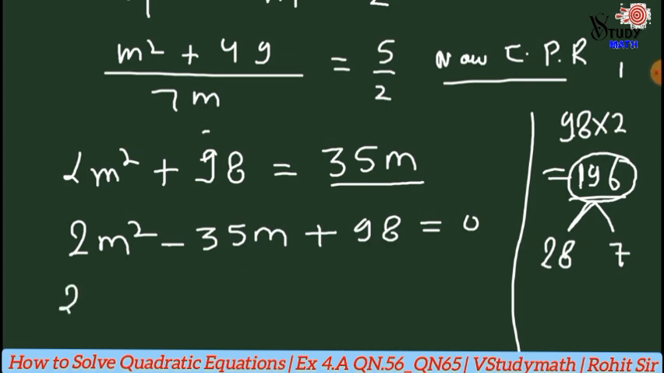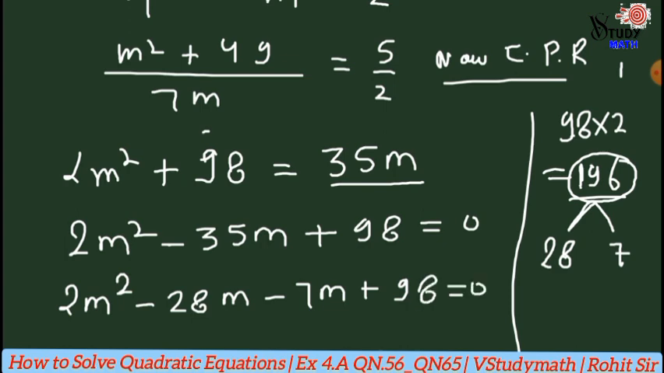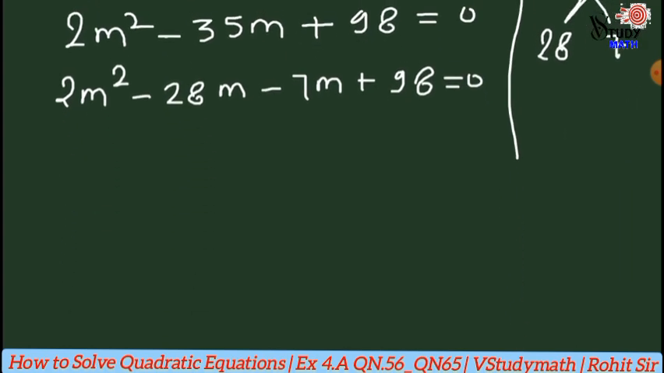So let us solve the quadratic equation. 2m square minus 28m minus 7m plus 98 is equal to 0. Now take the common factor from the first two terms and the last two terms. The common factor from the first two terms is 2m.